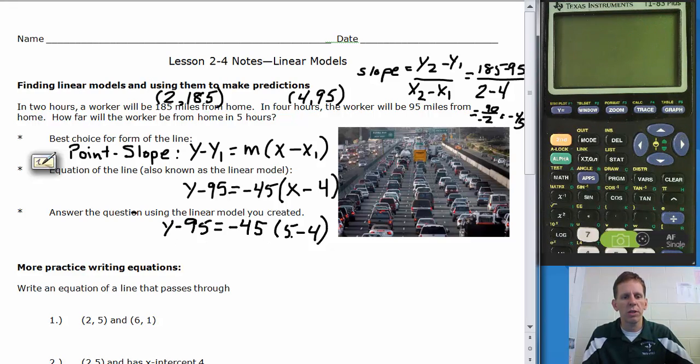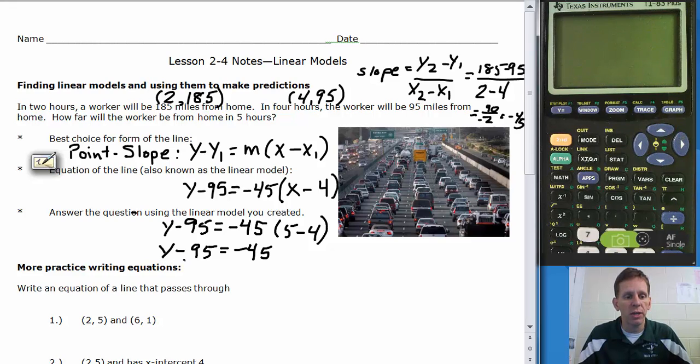Now to solve this, we can do the work in parentheses. Obviously 5 minus 4 is equal to 1. So this is negative 45 times 1. That's just negative 45. So to solve this problem, we just have to solve this equation: y minus 95 equals negative 45. I've multiplied it by 1 already. It's just equal to negative 45.